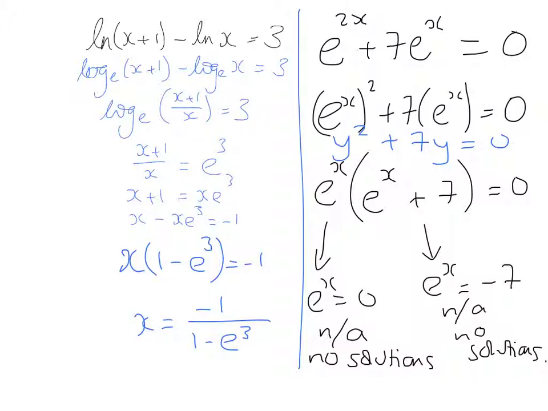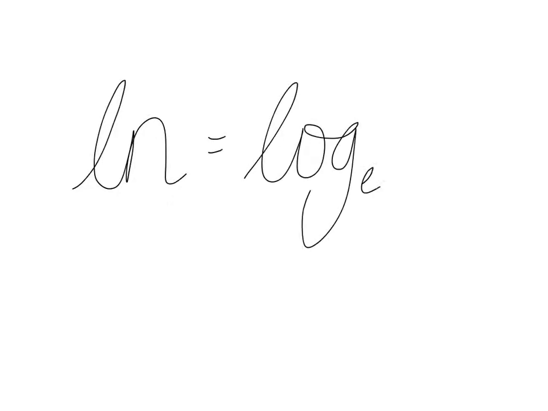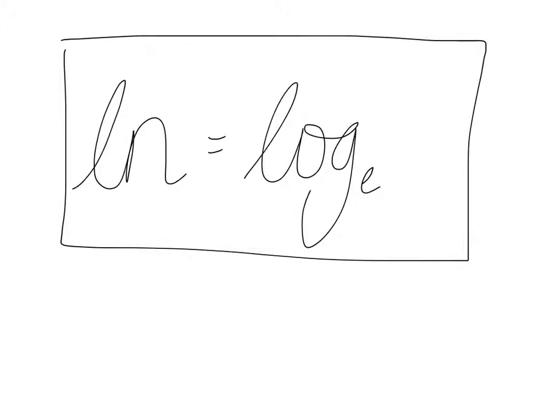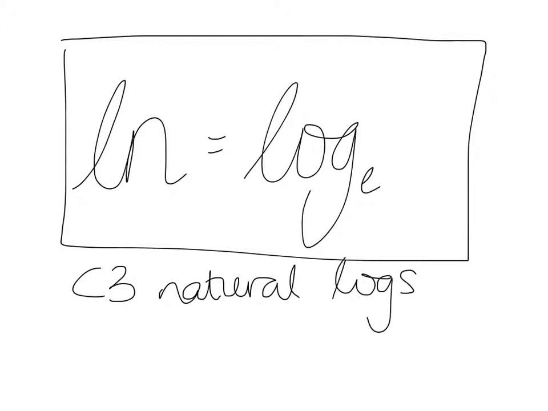So nothing new to learn apart from the thing that ln means log to base e, and that is the only new piece of information that separates C3 natural logs, that's where you've got e and ln, from C2 logs. Okay? So you can do C2 logs, so you can do C3 natural logs, done.